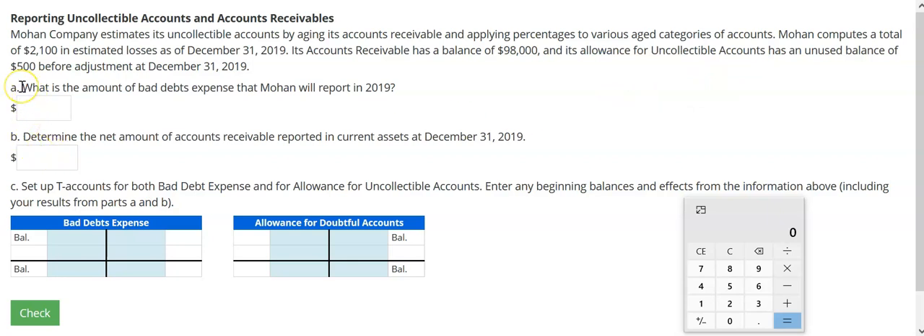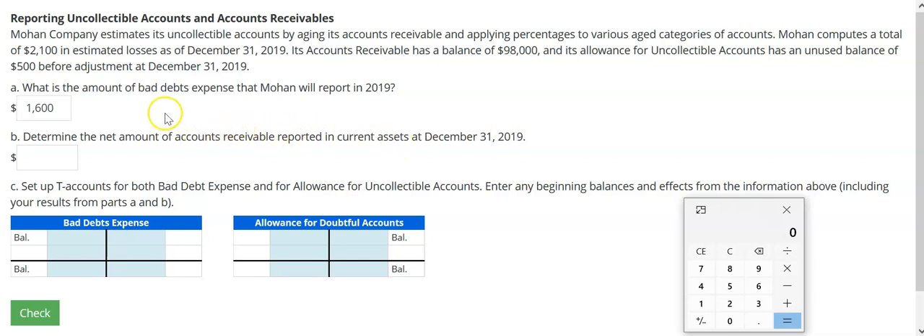The first item here asks, what is the amount of bad debt expense that Mohan will report in 2019? Well, it'll be the difference between this $2,100 and the $500 that we have left over. So that'll be $1,600. And then requirement B says determine the net amount of accounts receivable reported in current assets at December 31st, 2019.